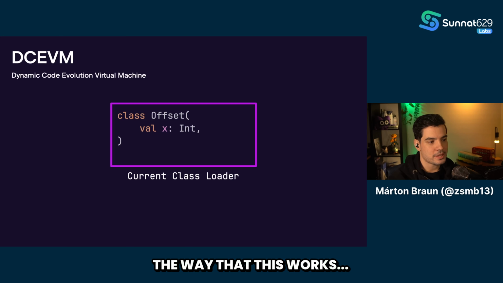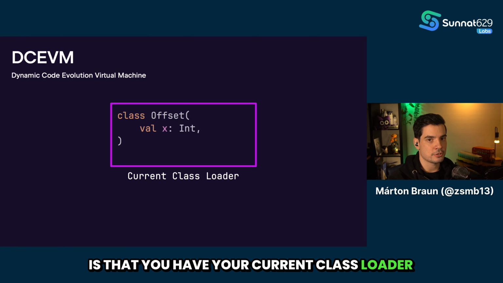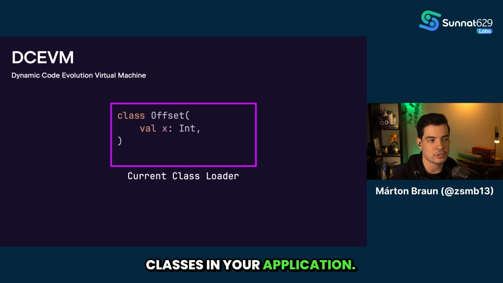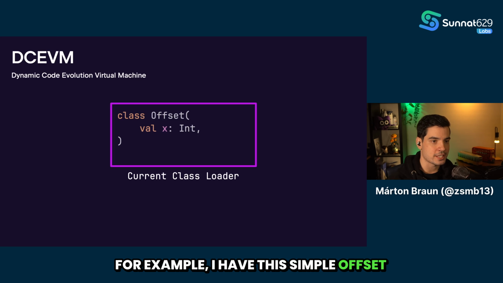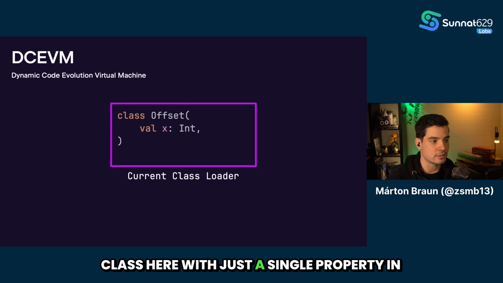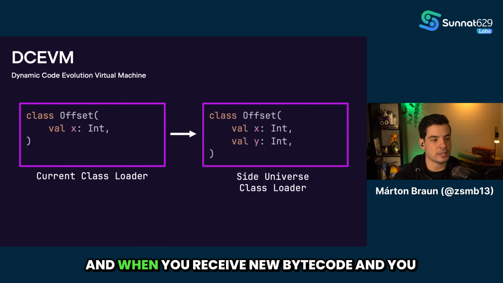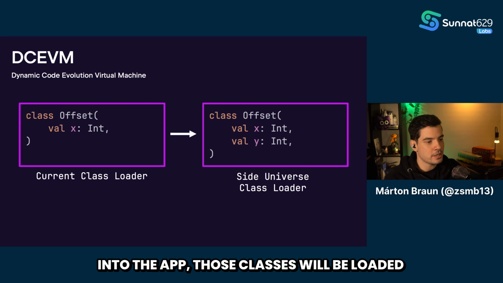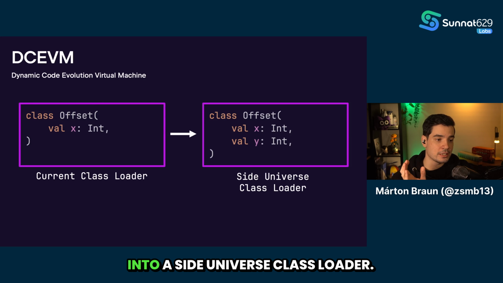The way that this works is that you have your current class loader that contains the current version of the classes in your application. For example, I have this simple offset class here with just a single property in it. And when you receive new bytecode and you want to load the new version of classes into the app, those classes will be loaded into a side universe class loader.